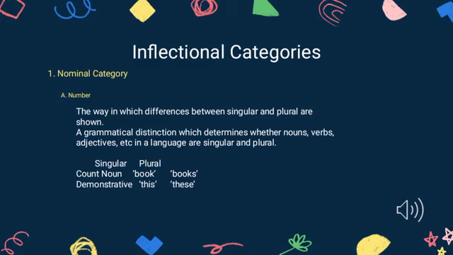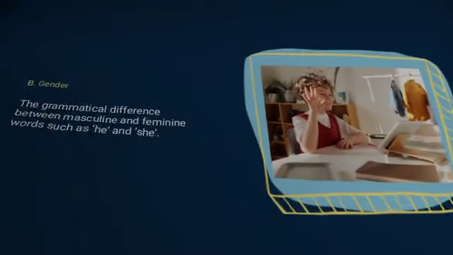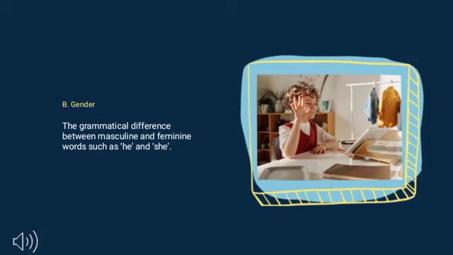Dual number. It changed the meaning of the plural form more than one to more than two. Both cast the plural quantifier all to mean more than two. B. Gender. The grammatical difference between masculine and feminine words such as he and she. That makes a difference for a male and woman.